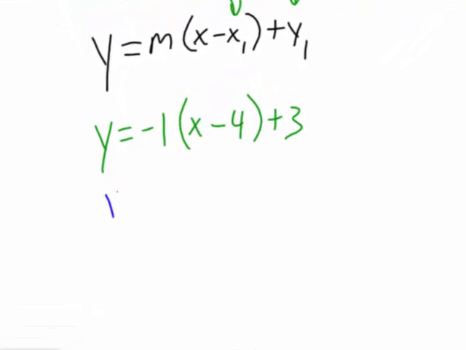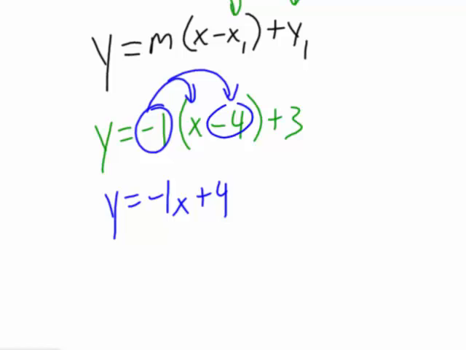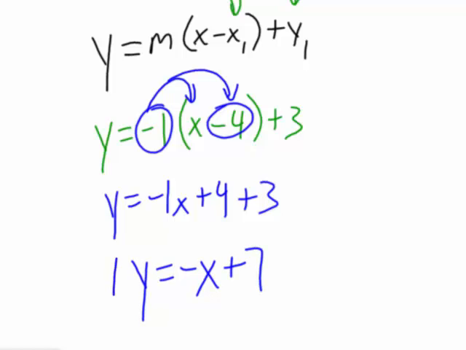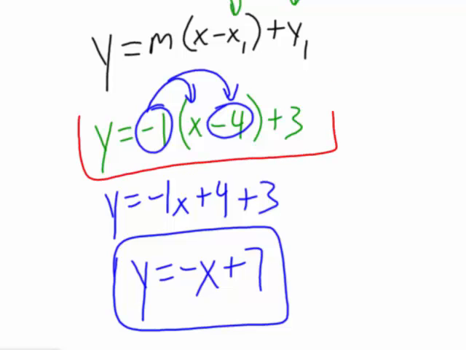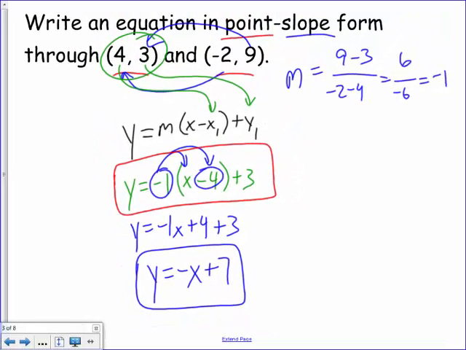And now let's simplify. So y equals, distribute my negative 1, so I get negative 1x plus 4, right? Because negative 1 times negative 4. And then I still have my plus 3, so y equals negative x plus 7. So there's an equation for my line right there. Write an equation in point-slope form. In your book, your answers are going to leave it just like this, and that's totally fine. We're just plugging in, but I wanted to solve it all the way through just to show you that I could write it nice and neat as an equation of a line.